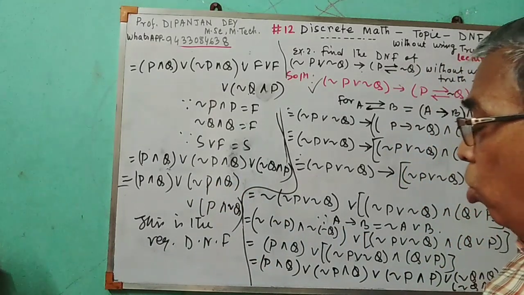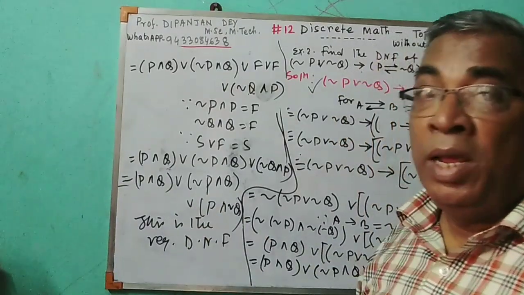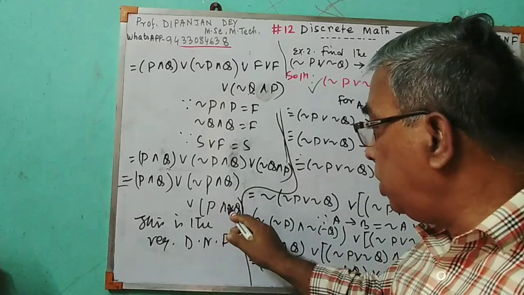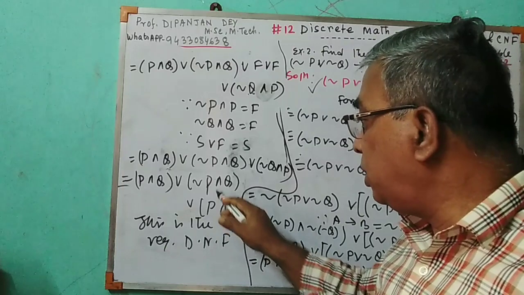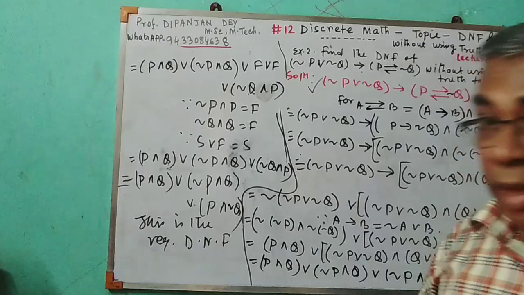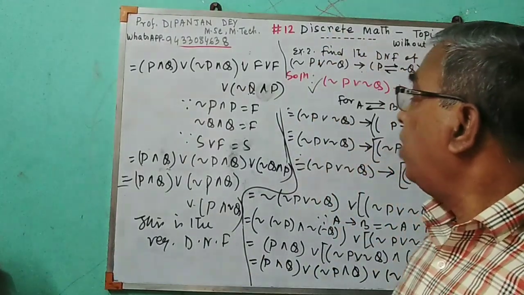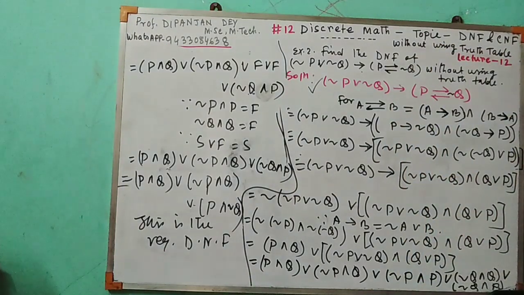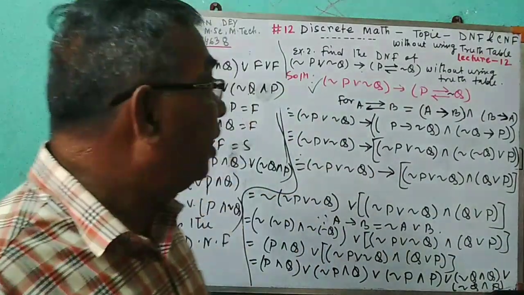And one thing I told you is that within the bracket it will be conjunction, outside the bracket it will be disjunction. You see, within the bracket this is conjunction, and outside there is disjunction. So I think everybody understood very nicely in this lecture how to find DNF without using truth table. In the next video, I'll come with a new video, that is find the CNF without using truth table.